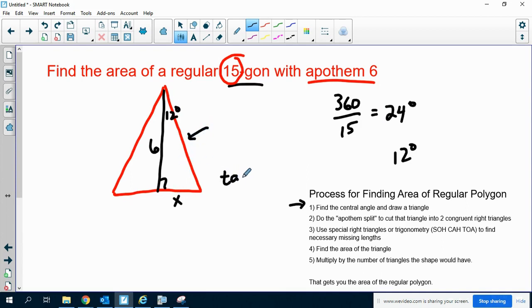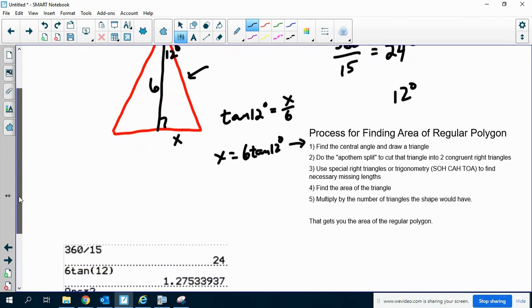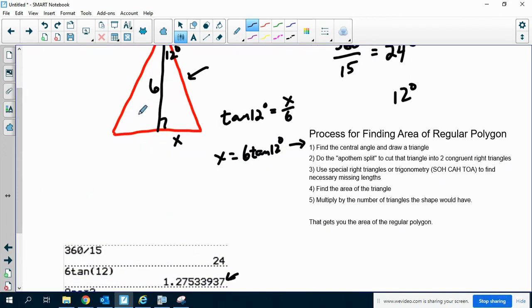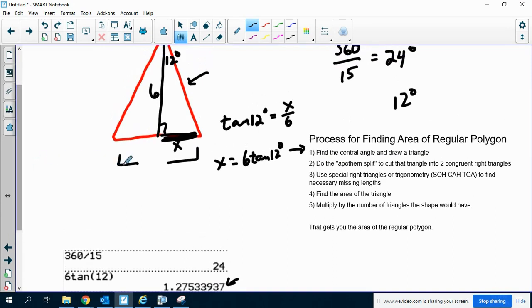So the tangent of 12 degrees equals x over 6, multiply by 6. So x equals 6 times the tangent of 12. That's 1.27. So that's this length right here. Then I'm going to multiply that by 2 to get this entire length. So that's 2.55 about.